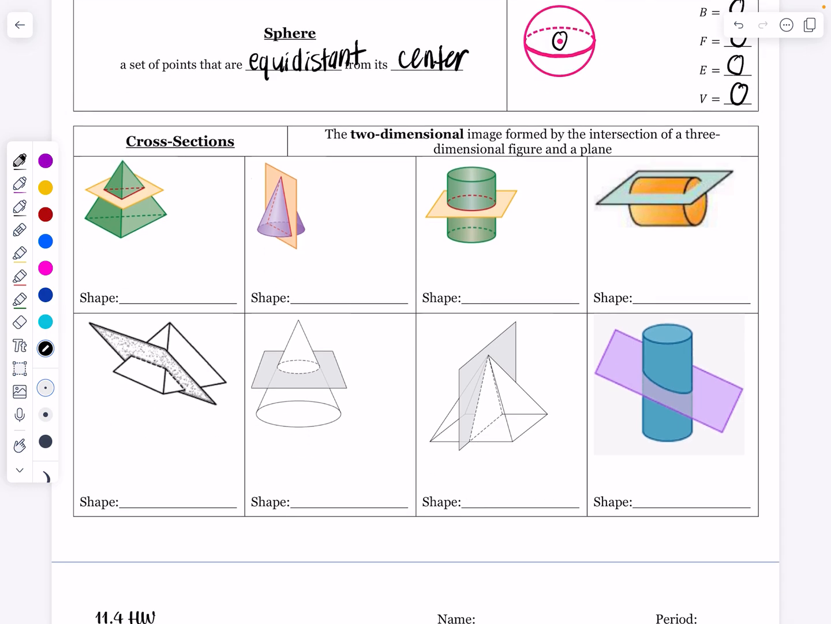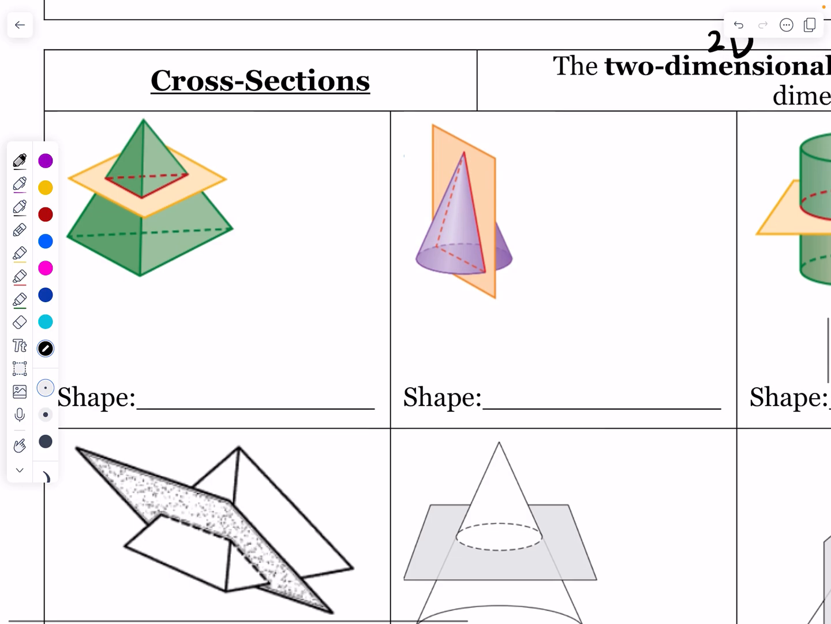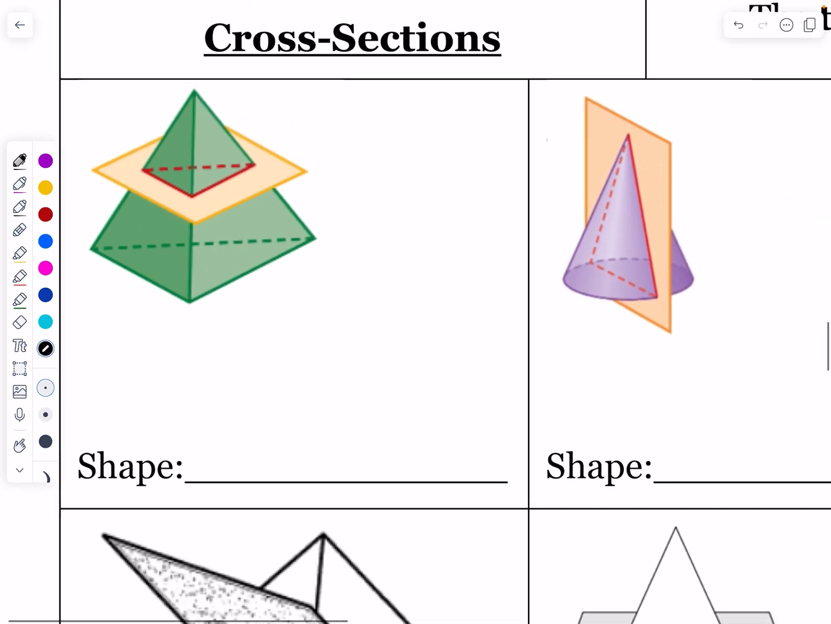A cross section is the 2D image, so it's going to be a 2D shape, so it should be a polygon, formed by the intersection of a 3-dimensional figure and a plane. So it might be a polygon, it might be a circle, it's going to be a 2D shape that gets formed when you have an intersection of a 3D figure and a plane. So how I think about this is if you were to take this shape, this triangular pyramid, and you were to cut it off, what shape would be left?